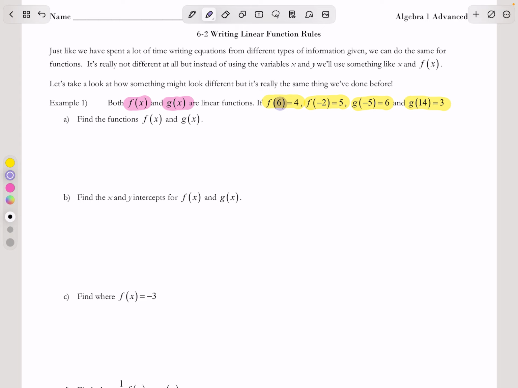So x is 6. In the second highlight, x is negative 2. In the g function, x is negative 5, and x is 14. The other pieces there are just y values. So when x is 6, y is 4 in the f function. When x is negative 2, y is 5. In the g function, when x is negative 5, y is 6, and when x is 14, y is 3.